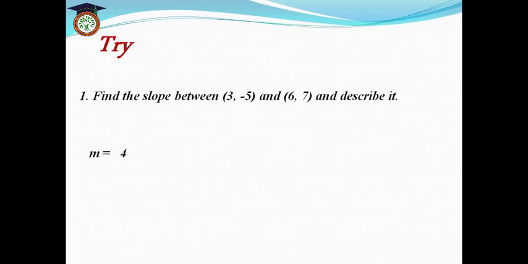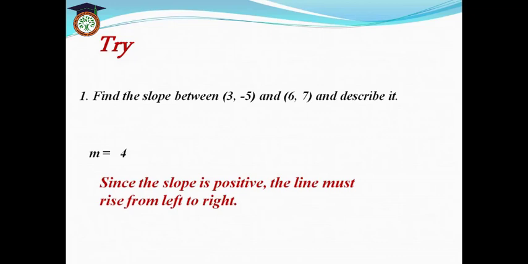Of course, the slope here will be equal to 4 by substituting the values of x1, y1 and x2, y2. And we can describe the line as, who can tell me? I can hear you, very good. The line here rises from left to right because the slope has a positive value.